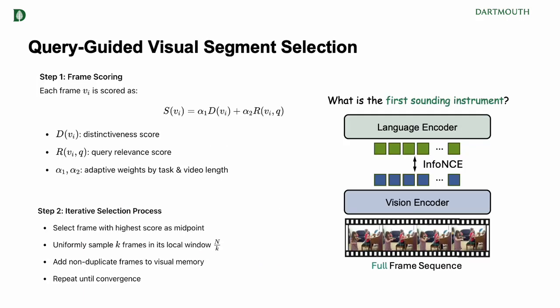Our video segment selection module consists of two main steps. First, we assign each frame a similarity score, combining how visually distinct it is and how relevant it is to the query. This is controlled by adaptive weights depending on the task and video length. Then we perform iterative selection. We choose the highest-score frame as a center point and uniformly select keyframes around it in a fixed window. The memory buffer is updated only with the non-duplicate frames, and we repeat this process until convergence.